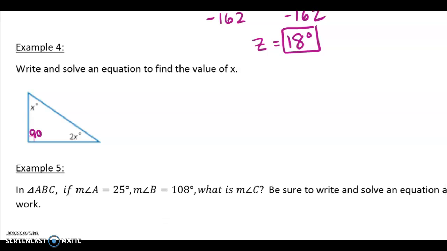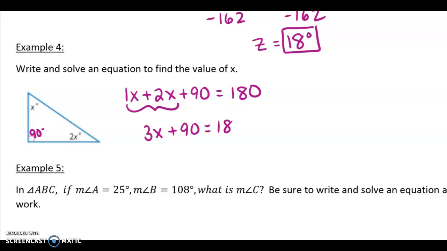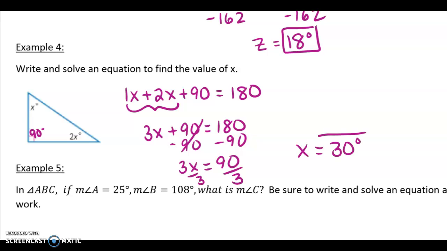So this one's 90 degrees. I'm going to add them up. x plus 2x plus 90 has to equal 180. Combine my like terms here. Remember, there's a 1. 1x plus 2x is 3x plus 90 equals 180. Subtract over the 90. 3x is equal to 90. Divide by 3. So x is equal to 30 degrees.